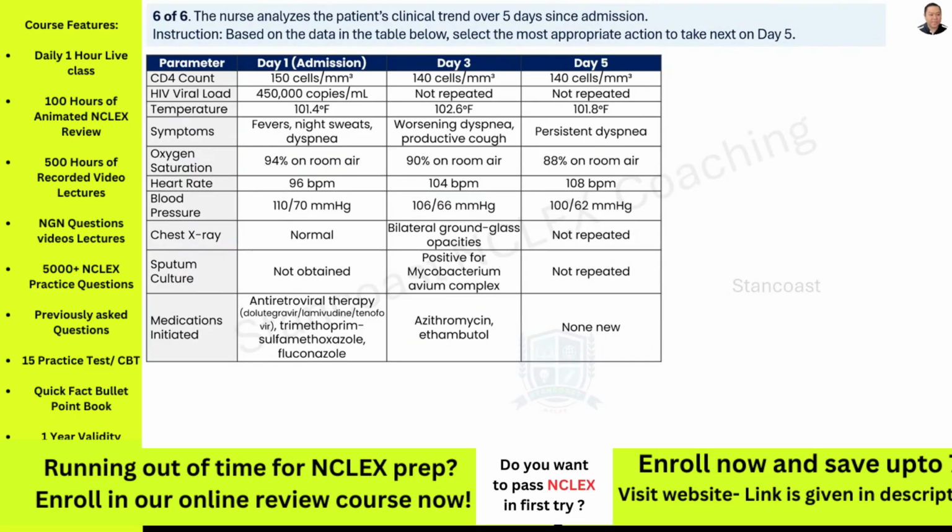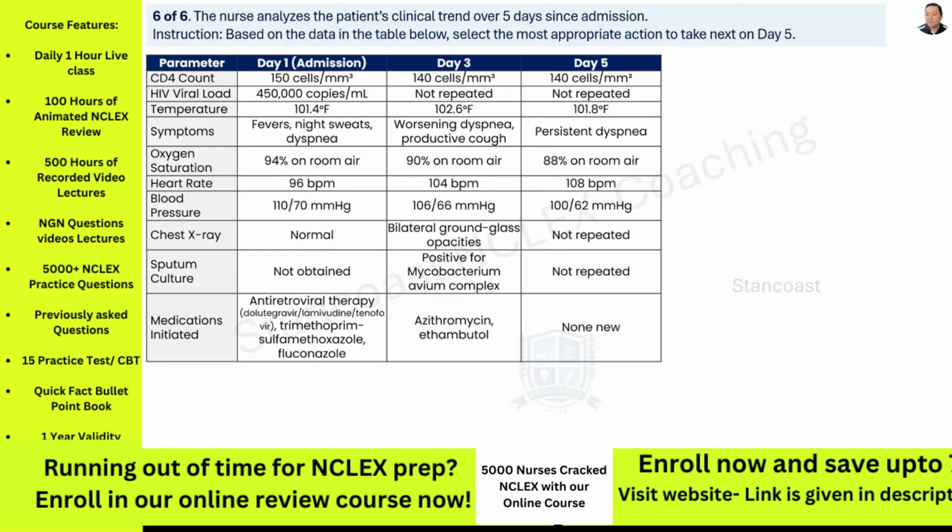All right, now let's dive into the topic. This is a trend test type, and it says the nurse analyzes the patient's clinical trend over 5 days since admission, and based on the data in the table below, select the most appropriate action to take next on day 5. So we have the following parameters. It said about CD4 count. On day 1, it was 150 cells per cubic millimeter. On day 5, it's 140.